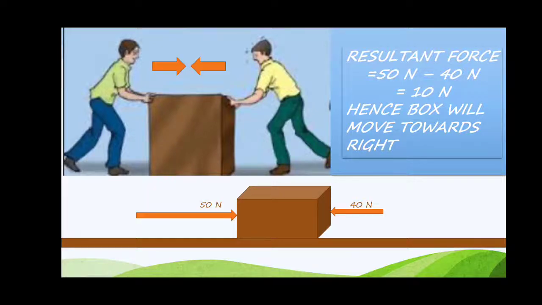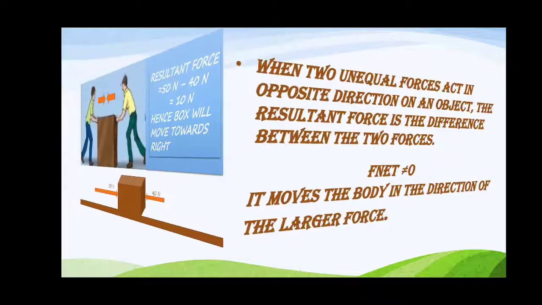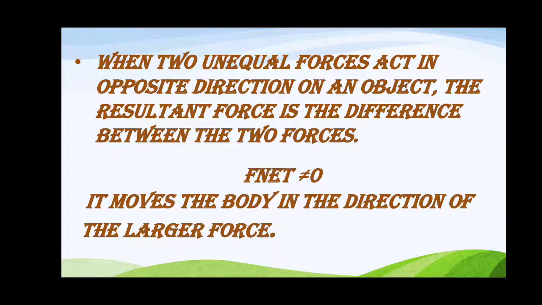But since force is a vector quantity, we'll take one force as positive, the opposite force acting to it as negative. So 50 Newton plus minus 40 Newton. So 50 minus 40 will get the resultant force as 10 Newton. Here the net resultant force is not equal to 0. Since the net resultant force is not equal to 0, it moves the body in the direction of the larger force. So what conclusion do we come to here?